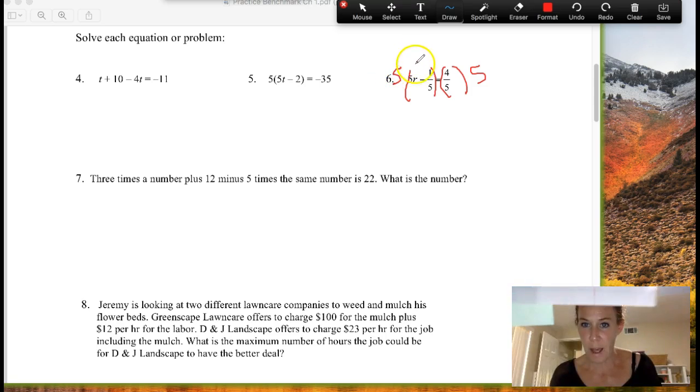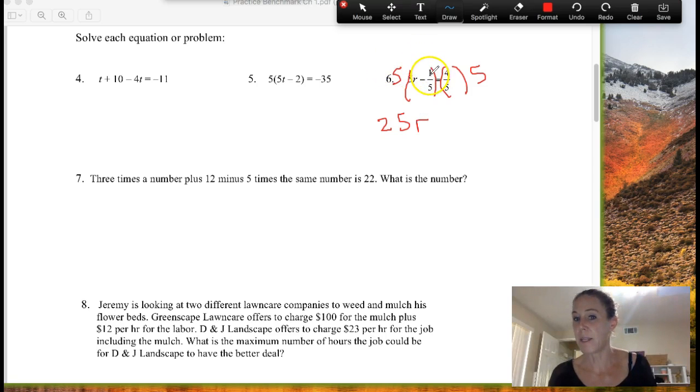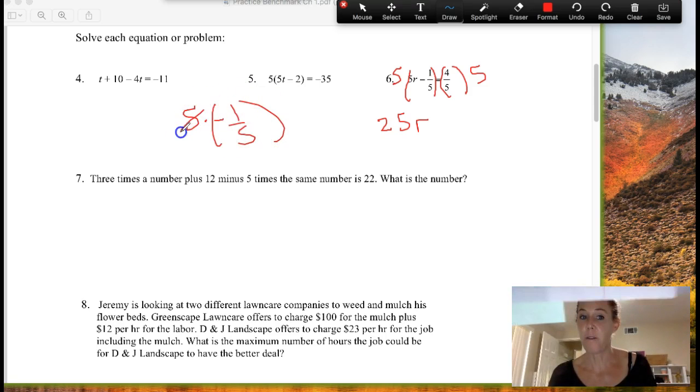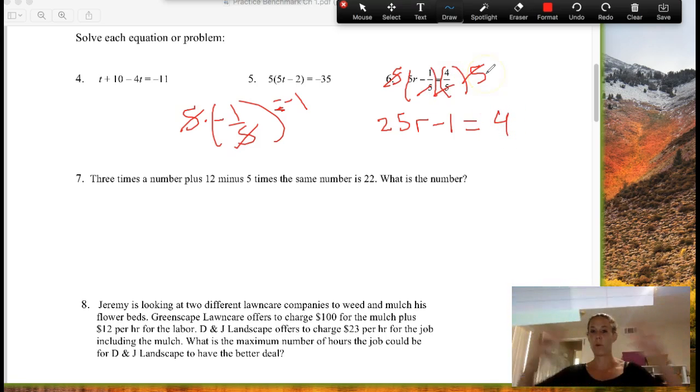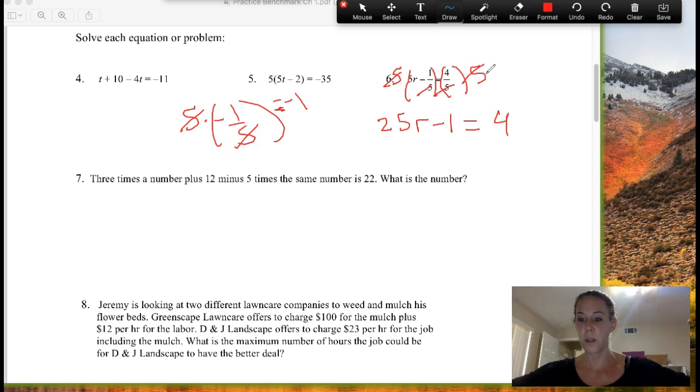Distributive property. 5 times 5r is 25r. 5 times negative 1/5, we'll write it over here. 5 times negative 1/5. Well, 5 and 5 cancel, and I'm left with negative 1. So 5, that's supposed to be an equal. 5 times negative 1/5 is just negative 1. The denominators cancel. That's why I did that. Now over here, on this side of the equation, I still have my equal sign. I could go 5 times 4/5. Well, the 5's cancel, and I'm left with 4. And bam, no more denominators. Multiply both sides of the equation by the common denominator, and you get rid of your denominators.